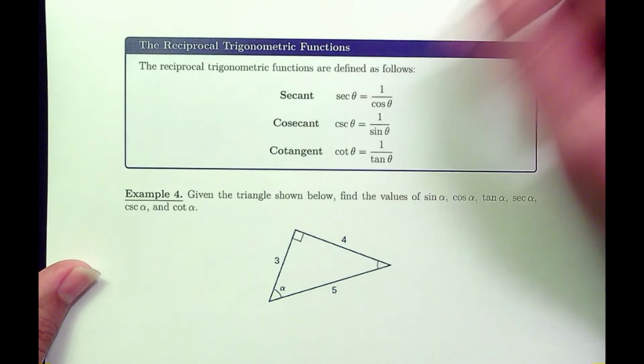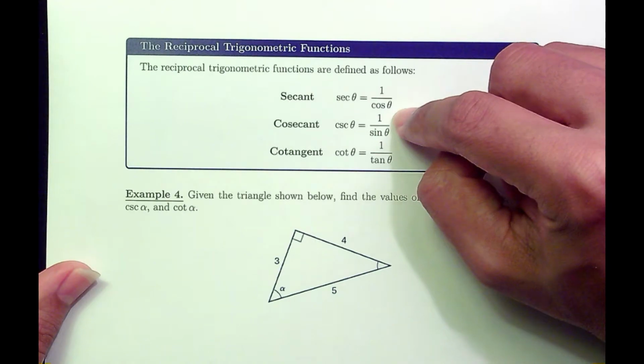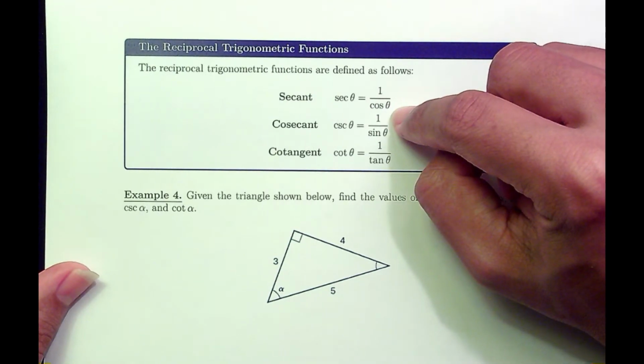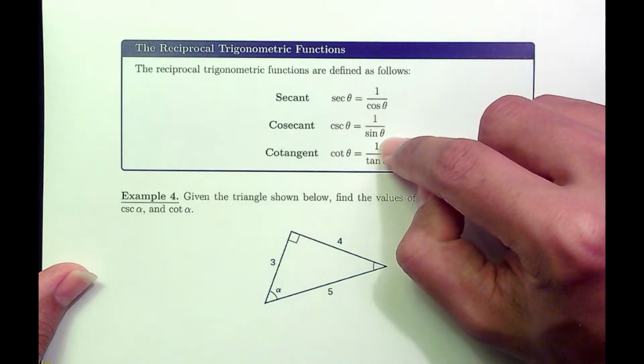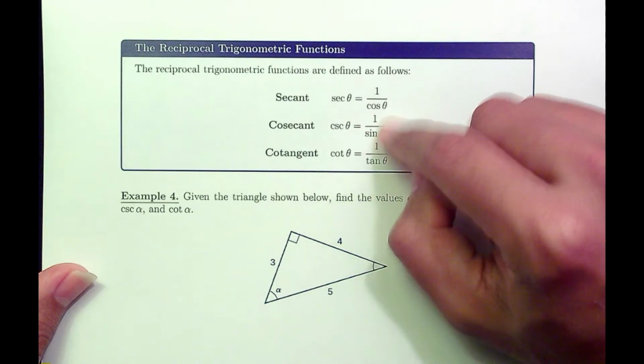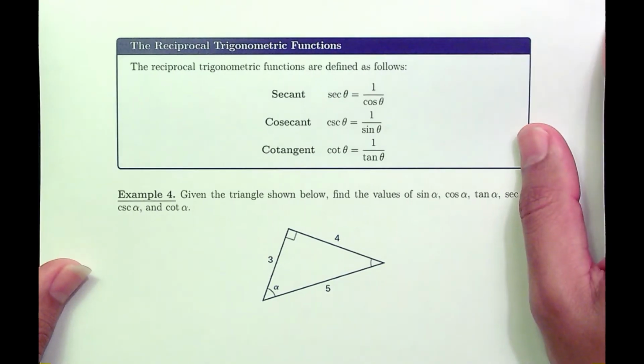The secant is the reciprocal of the cosine. The cosecant is, by definition, the reciprocal of the sine. So cosecant of theta is 1 over sine of theta. And the cotangent is the reciprocal of the tangent.